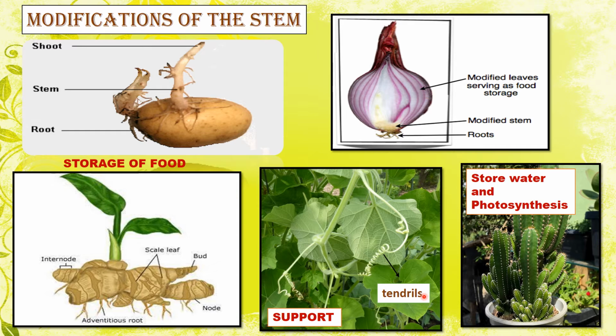Next modification is that stems store water and carry out photosynthesis. In desert plants like cactus, the stems store water in them and hence become thick and fleshy. The leaves are reduced to spines and stems are green and hence perform the photosynthesis process for making food.